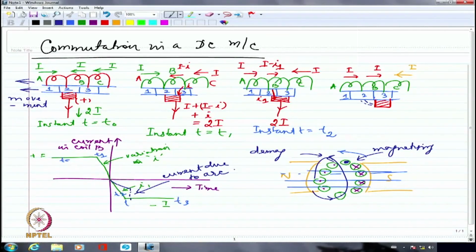And the armature reaction effect is pronounced only if I'm going to have higher and higher load on the machine, whether it is a generator or a motor, it is immaterial. But I'm going to see invariably that the effect of armature reaction is pronounced because of higher armature current. So only under loaded condition you would see this more and more.